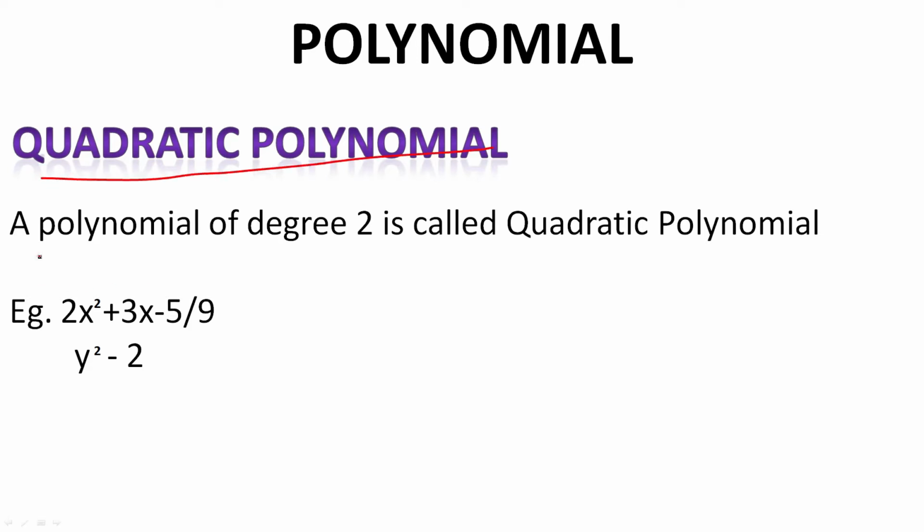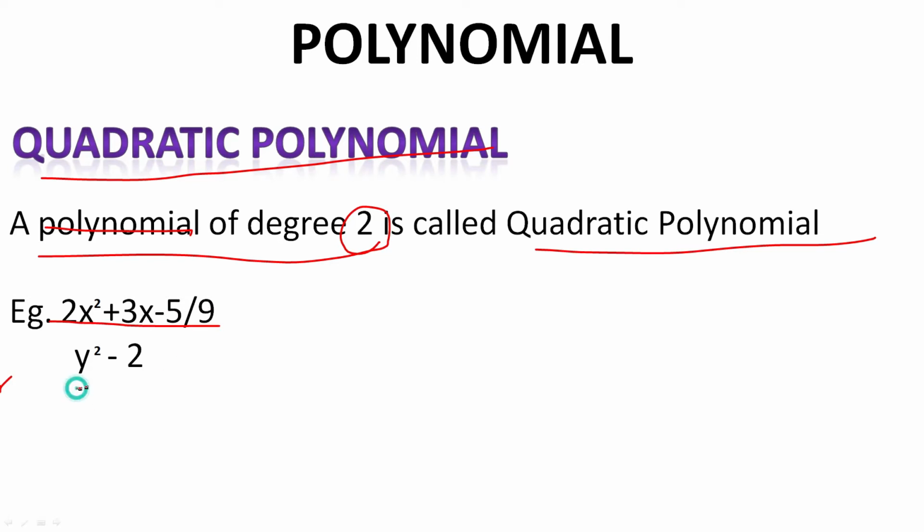A polynomial of degree 2 is called a quadratic polynomial. Example, 2x² + 3x - 5/9. Another one, y² - 2. Here the degree of the polynomial is 2, so it is called a quadratic polynomial.